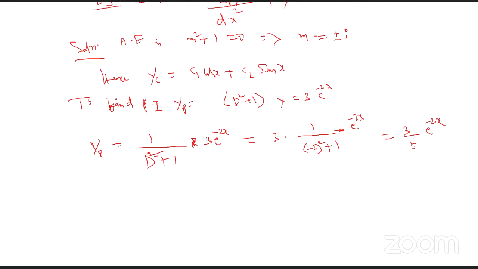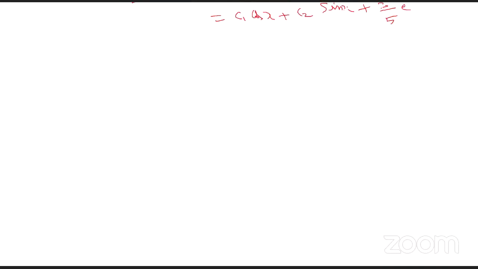So the general solution: y equals complementary function plus particular integration, that equals c1 cos x + c2 sin x + 3/5 e^(−2x). That is the solution.